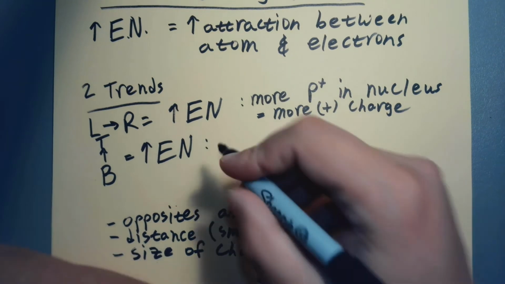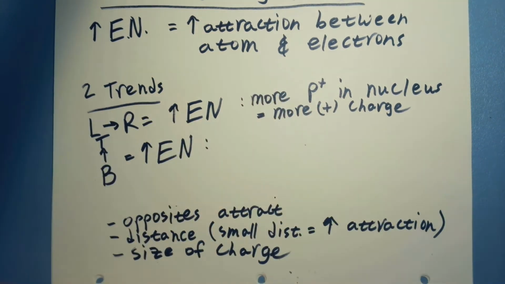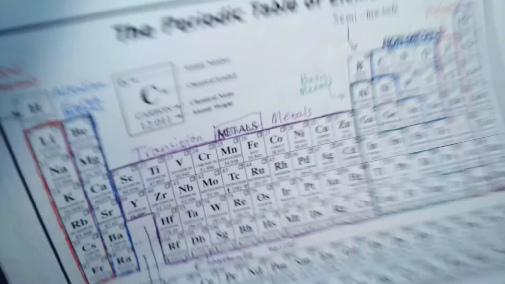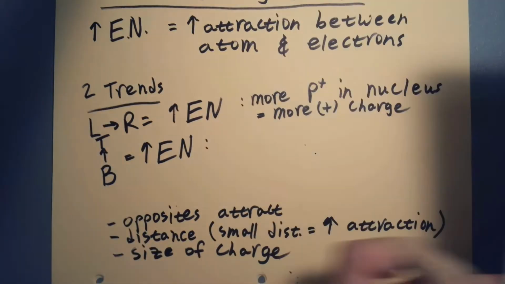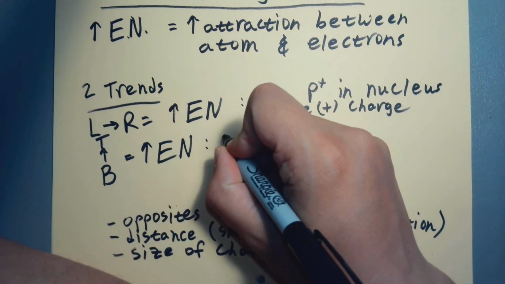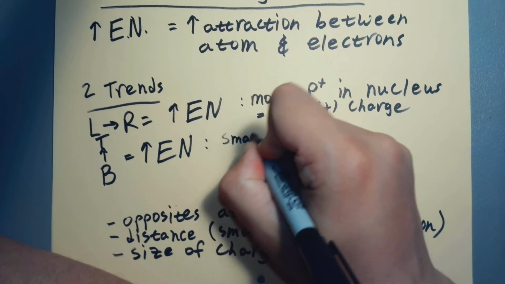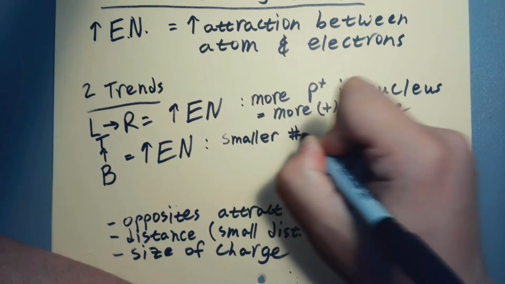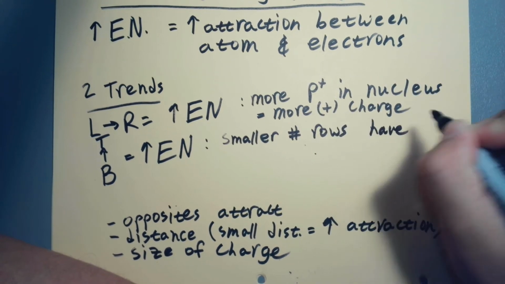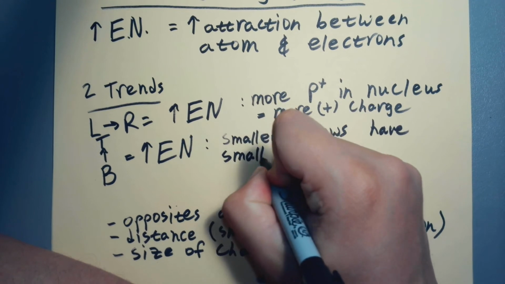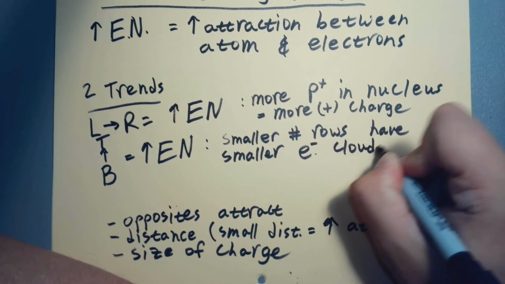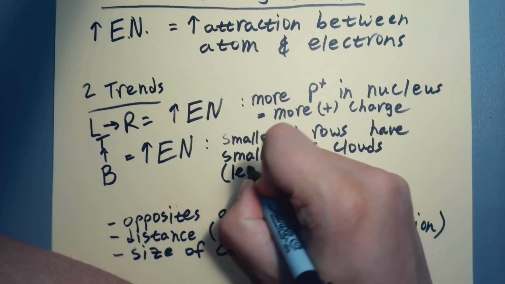So what's happening? We go from the bottom to the top. So we're working our way up. The Drake strategy, start at the bottom, end up at the top, right? Smaller numbered rows have smaller electron clouds because they have less shells.